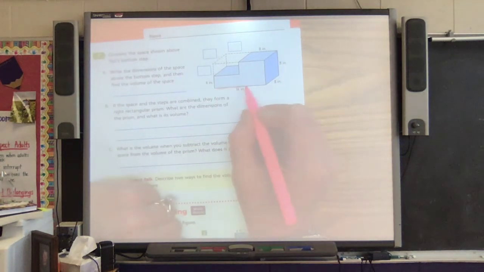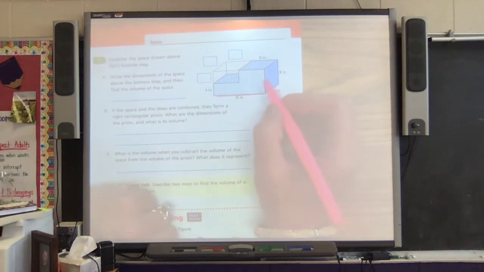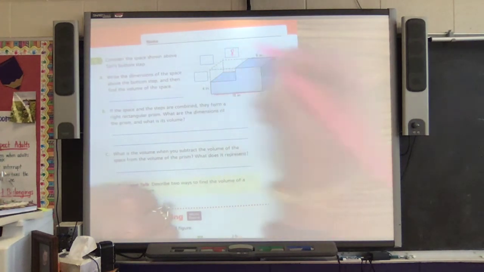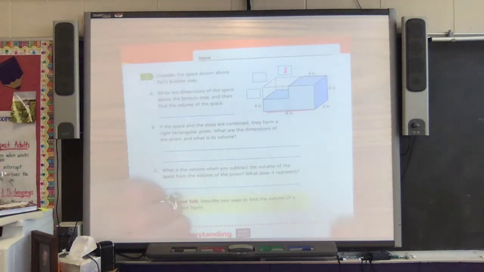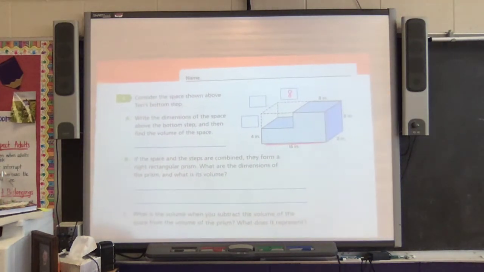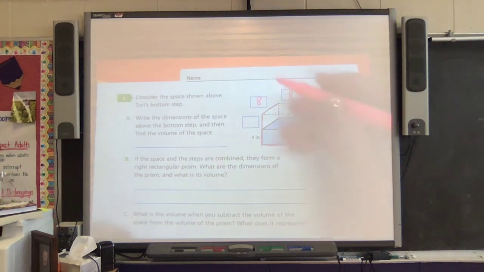So again, if you know this is 16 and you know that this is 8, then this has to be 8, because 8 plus 8 gives you 16. All right, here's your width. Remember, it's this sideways line, and we know that this has the same width, so that's also 8. And then here, I know that this is 4, and I know this whole thing is 8, so 4 plus 4 would give you that 8.